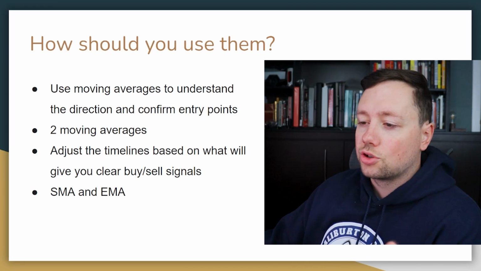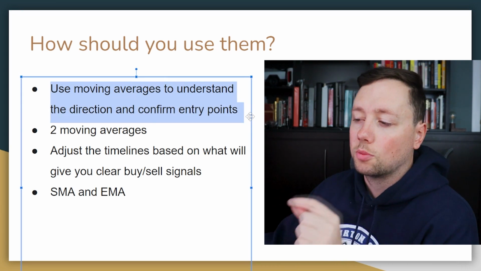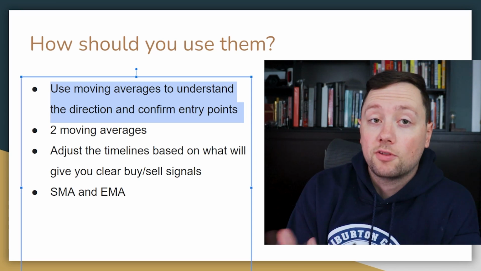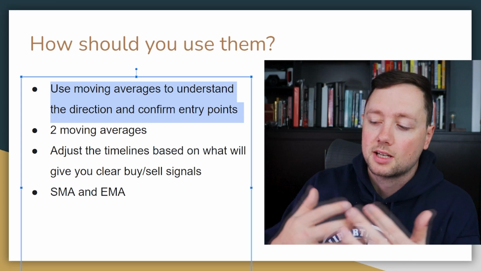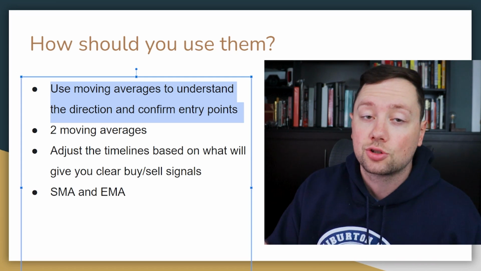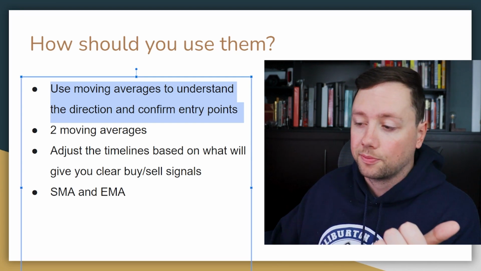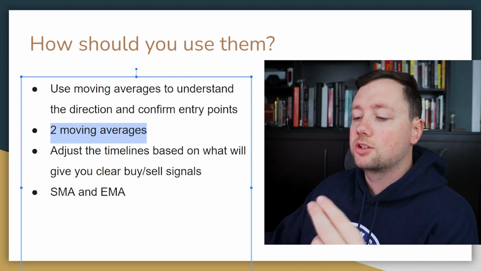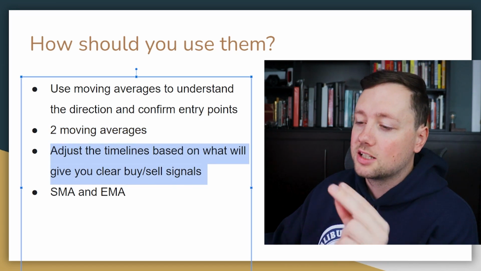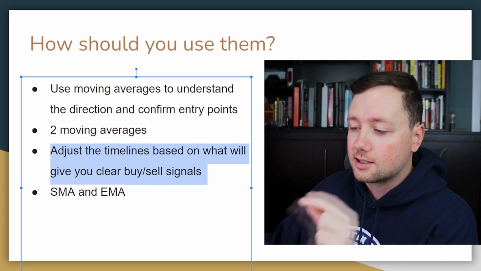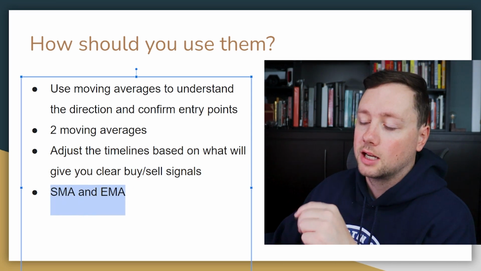Okay, now just to repeat the strategy here, number one, we use the moving averages to understand the direction and confirm our entry points. If the stock is above our moving averages, that is a bullish indication. If it is below our moving averages, it is a bearish indication. And as traders, we usually want to be buying into the trend, so it's definitely something to keep aware of. Secondly, you can use two moving averages so that when they cross, it can also give you buy and sell signals, and you can adjust the timelines based on what will give you the clearest buy and sell signals. Me personally, I usually stick to the simple moving average and the exponential moving average.